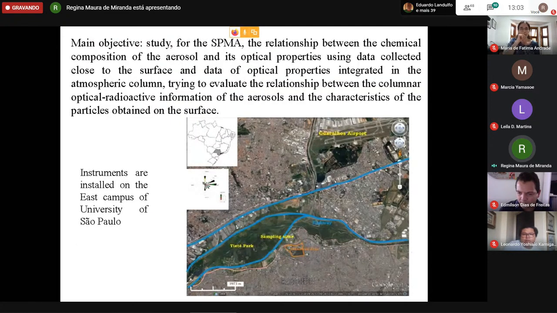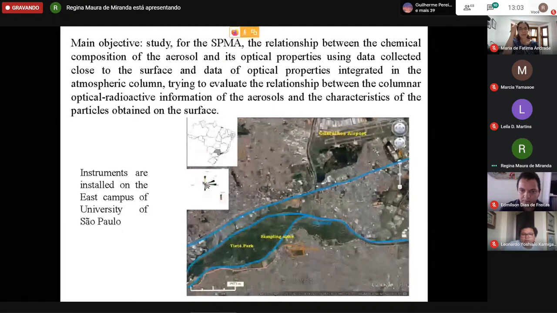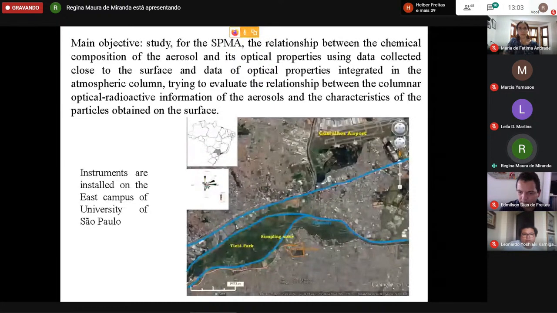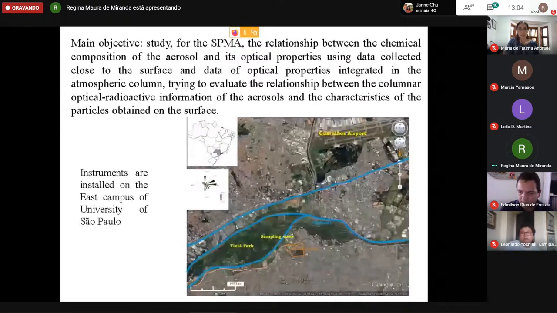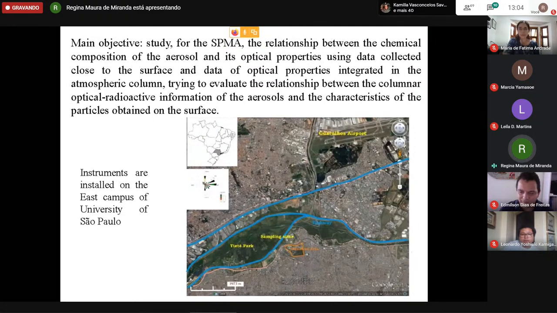The main objective of this study is to study the relationship between the chemical composition of the aerosol and the optical properties using data collected close to the surface, and data integrated in the atmospheric column, and try to evaluate the relationship between the columnar optical radiative information of the aerosols and the characteristics of the particles obtained on the surface. So we can try to mix surface instruments, satellites, and data integrated in the column.